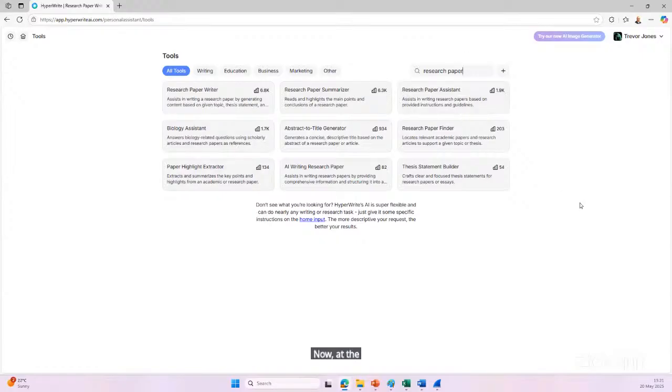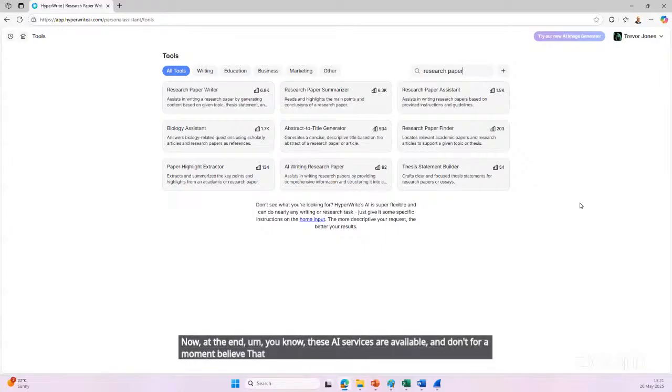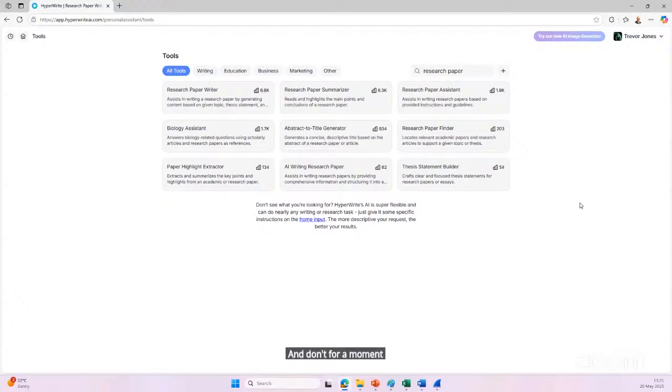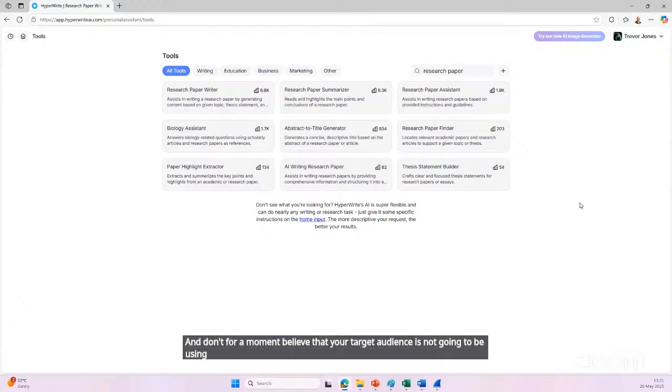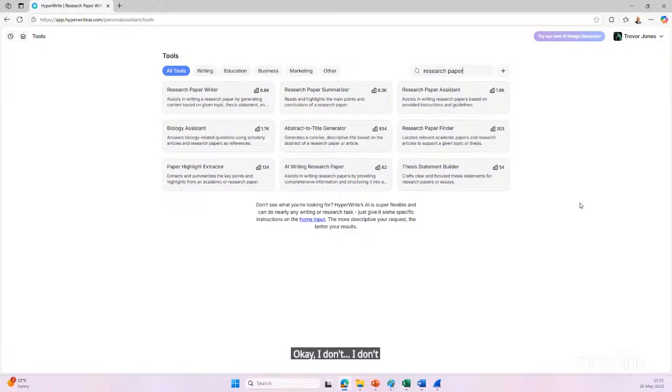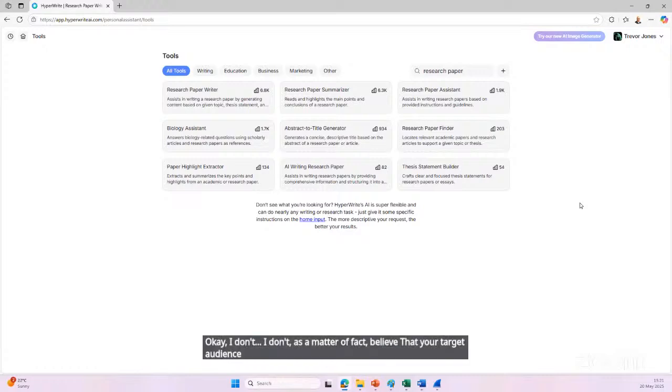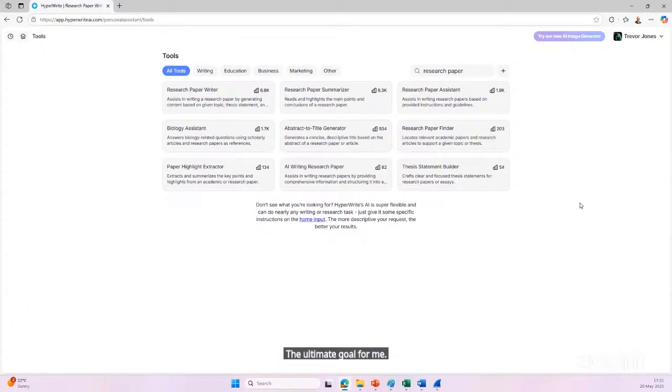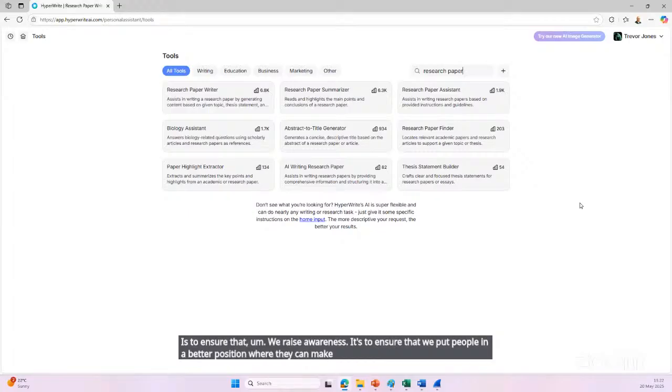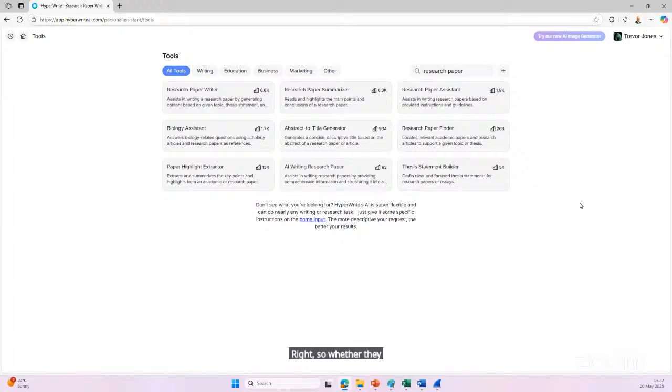Now, again, these AI services are available, and don't for a moment believe that you're not going to be using them. And don't for a moment believe that your target audience is not going to be using them. Okay, I don't, as a matter of fact, believe that your target audience should not be using AI services. The ultimate goal for me, and people like me and people like you, is to ensure that we raise awareness, is to ensure that we put people in a better position where they can make better decisions in the future, right? So whether they use AI as the tool to assist them with that or not is not really relevant to me.